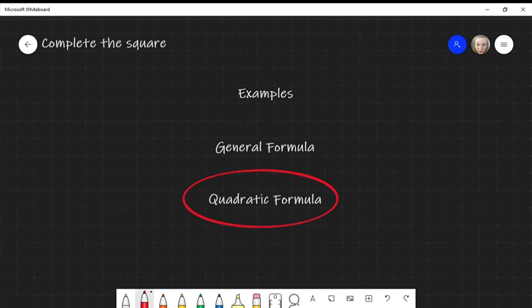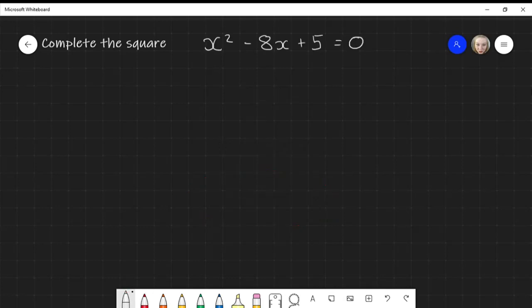So let's begin with our first example. x squared minus 8x plus 5 is 0. It is in the regular quadratic form, so if you do have something that isn't in this form, say it was x squared minus 8x equals minus 5, you will need to put it into this form before we can begin. So the first step that we are going to do is we're just going to focus on the x terms to begin with. And we are going to find an expression for the x terms.